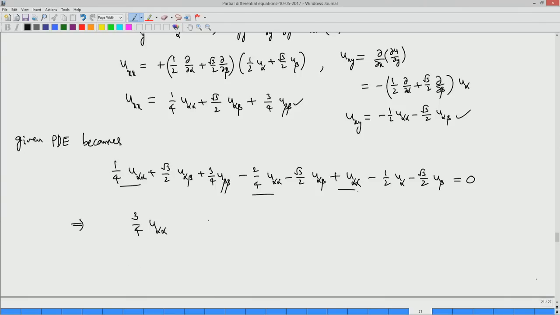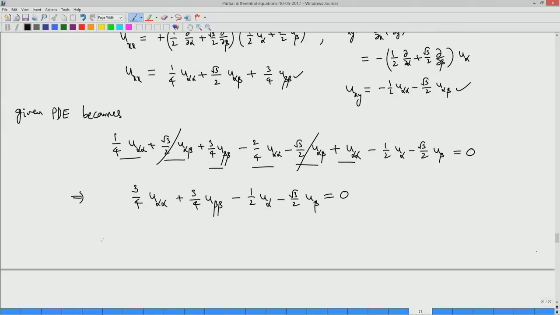So, 3 by 4 u alpha alpha, and what happens to u alpha beta? This one and this one cancel. And for u beta beta I have only this one, so you have again 3 by 4 u beta beta. And now this also is gone. So what you are left with is minus 1 by 2 u alpha minus root 3 by 2 u beta equal to 0. So this is your canonical form.